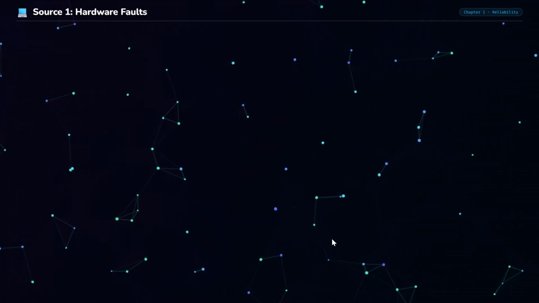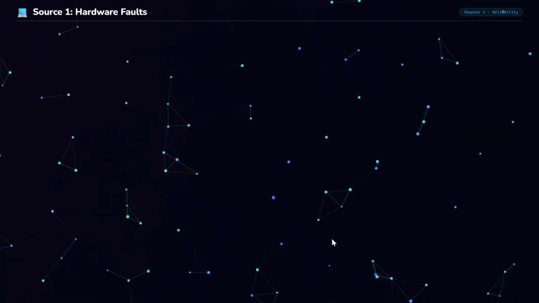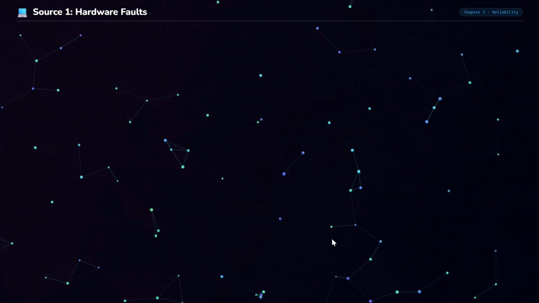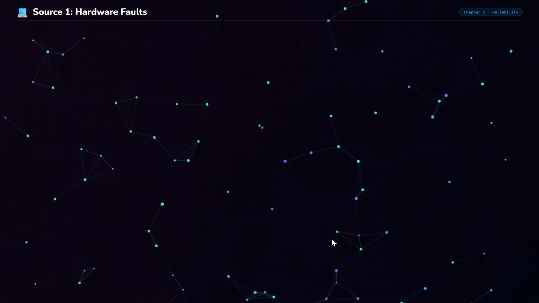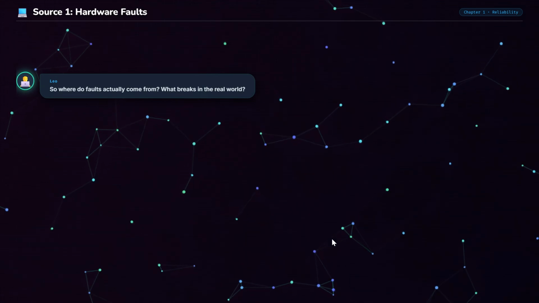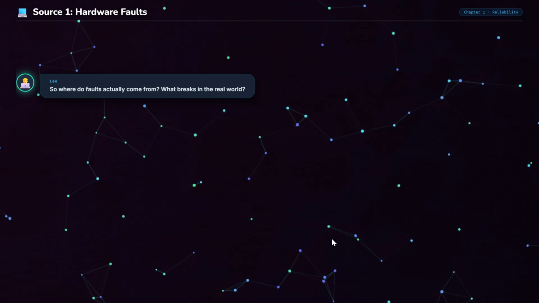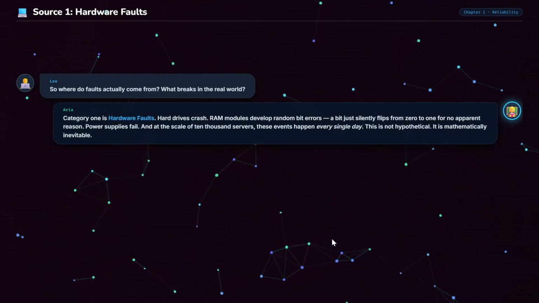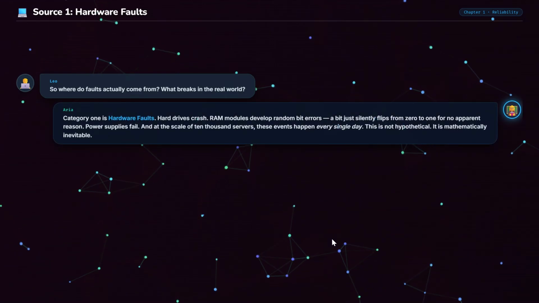So where do faults actually come from? Category 1. Hardware. So where do these faults actually come from? What breaks in the real world? Category 1 is hardware faults.